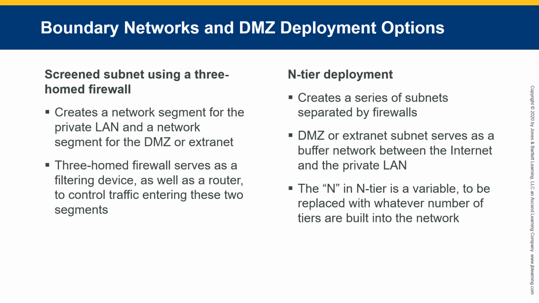And then the other thing is N-tier deployment, where you have multiple firewalls, and if one firewall is breached, they can only access what's in that perimeter network and not the internal stuff. In the 3-homed firewall, if they somehow breach the firewall, they would be able to access everything internally. So the N-tier has multiple firewalls configured, tiered in multiple places.